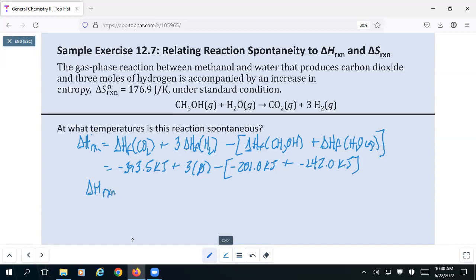So the heat of reaction is going to be negative 393.5 plus 201 plus 242, positive 49.5 kilojoules. So we have a circumstance here where both the enthalpy and the entropy are positive.